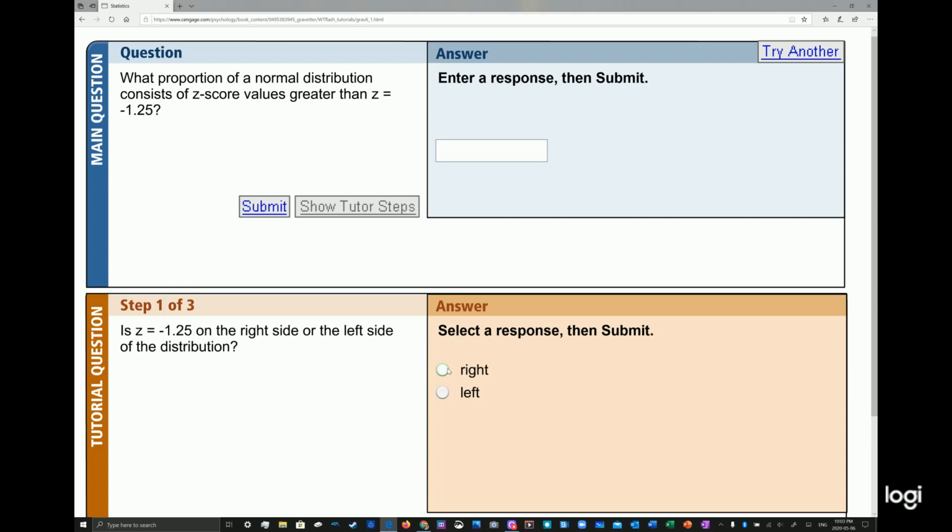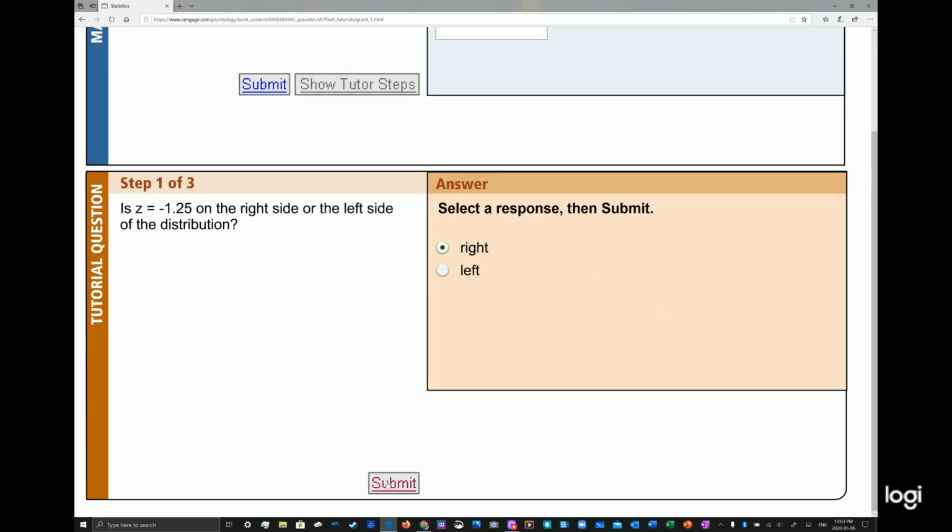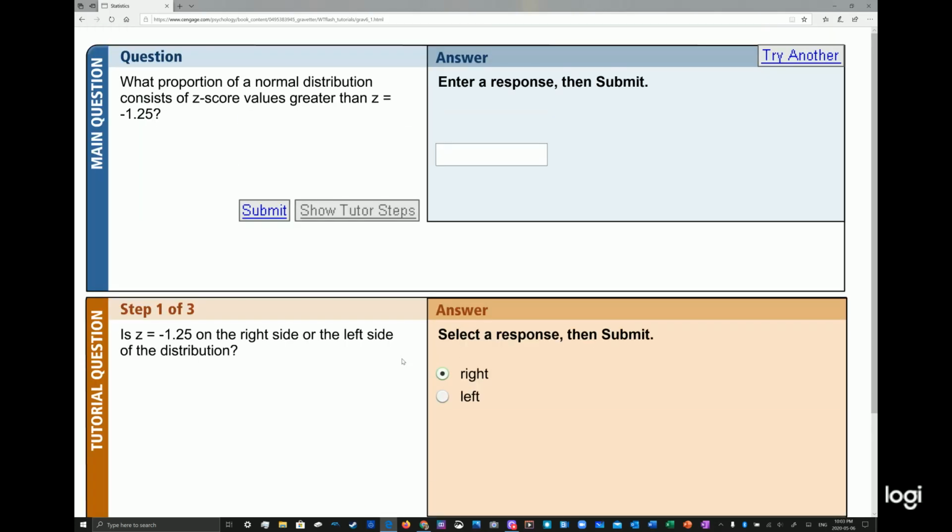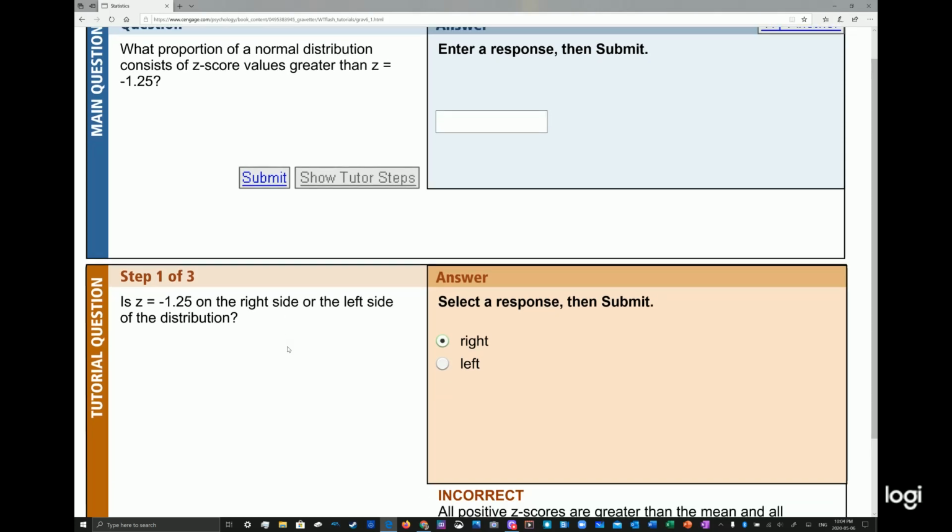So let's check if that's true. Again, that's greater than. Let's see. Aha! I read the question wrong. It says here, is the value of z at negative 0.125 on the right or the left side, not whether the proportion I'm looking for is on the left or the right side.